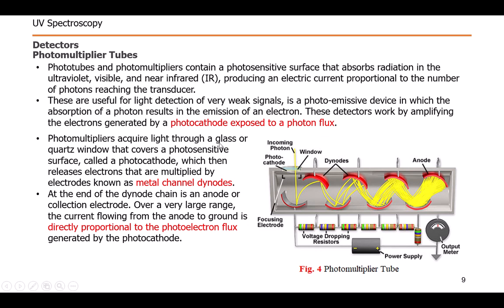Photomultipliers acquire light through a glass or quartz window. This is the glass window. Here light enters and falls on a photocathode. This photocathode emits electrons which fall on the diodes. Then a series of diodes increases the number of electrons, and at last these electrons reach the anode, and this anode will produce a current directly proportional to the photoelectron flux.